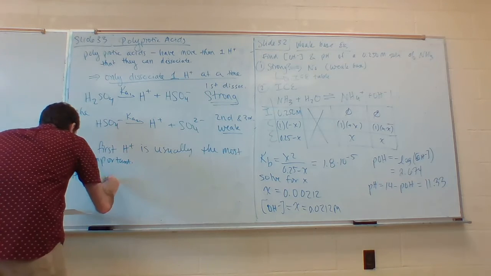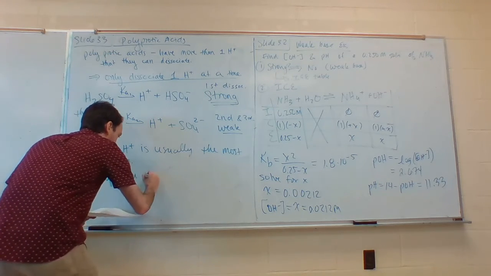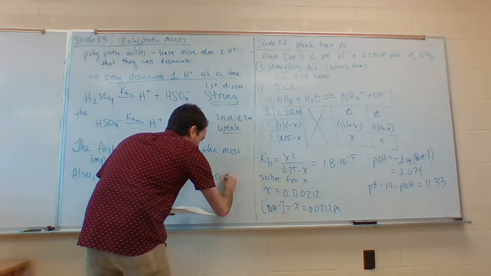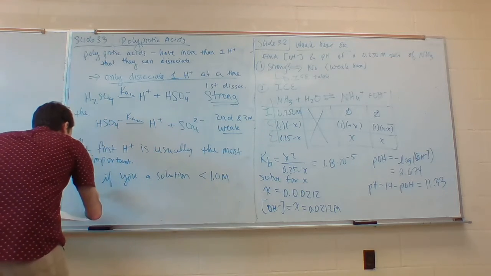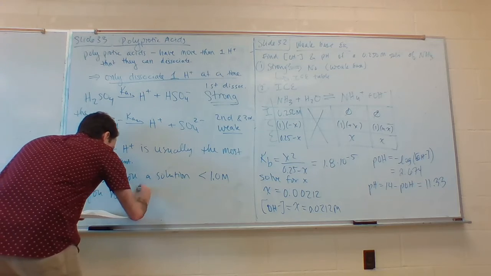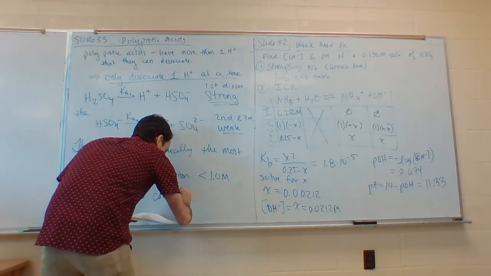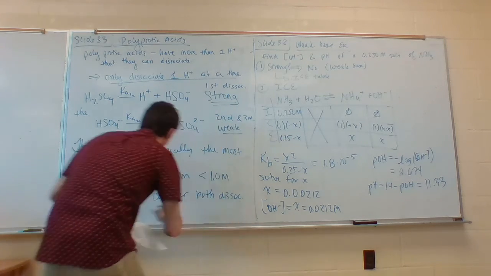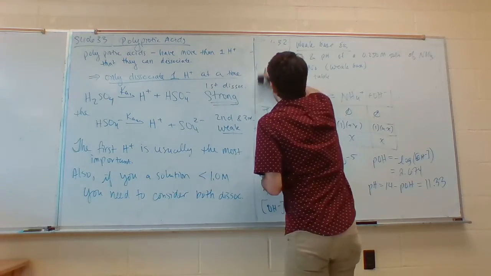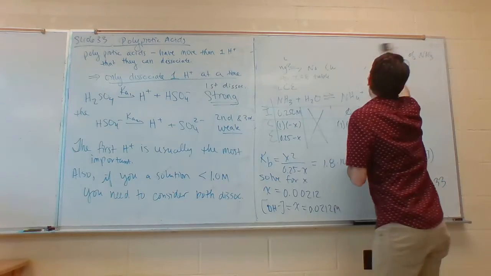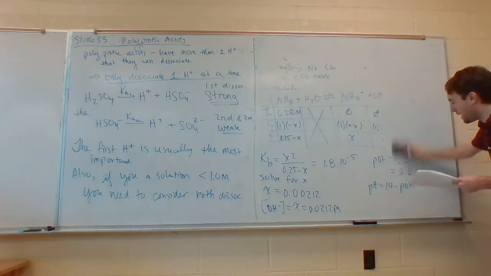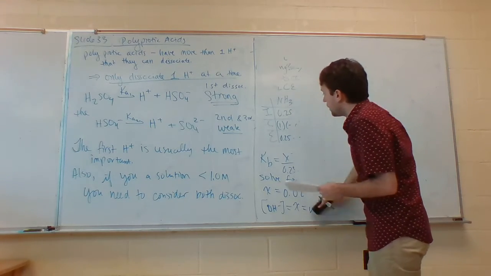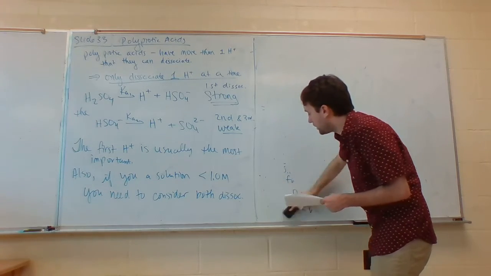Also, if you have a solution that is less than 1 molar, okay, you need to consider both dissociations, all right? I would say the key takeaways from polyprotic acids are that they have more than one proton they can give. The first one is usually strong. The second, and so on, the second, third, fourth, they are usually weak.